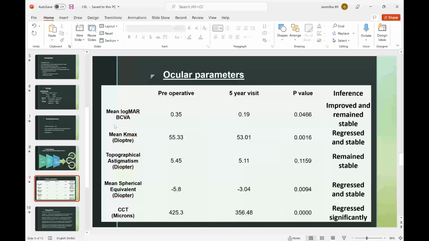And mean spherical equivalent was minus 5.8 diopters. At 5 years, it was minus 3.04, which shows statistically significant regression and also remains stable. And central corneal thickness of 425 reduced to 356, which has significantly reduced.